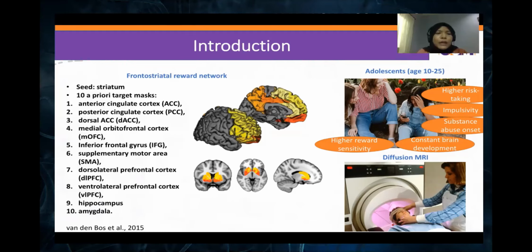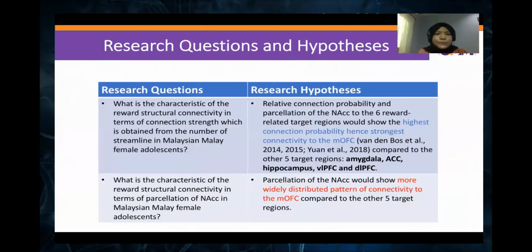Diffusion MRI is an excellent tool for investigating the white matter integrity connecting the reward regions of the adolescent's brain. So the research questions are: what is the characteristic of the reward structural connectivity in terms of connection strength, which is obtained from the number of streamlines, in Malaysian Malay adolescents, and what is the characteristic of the reward structural connectivity in terms of parcellation of NACC in Malaysian Malay adolescents?